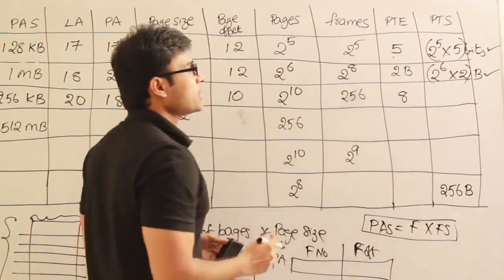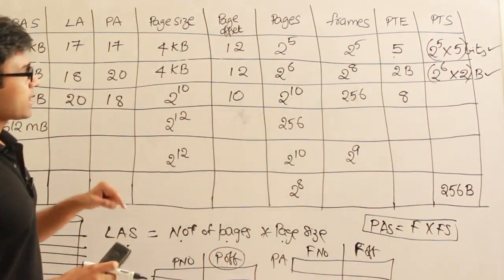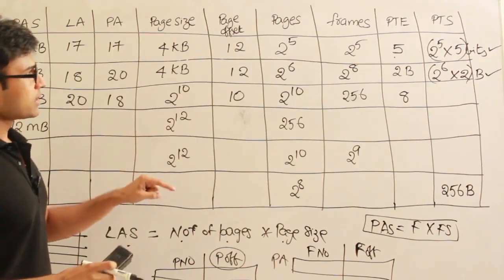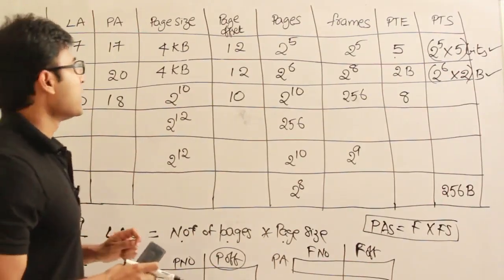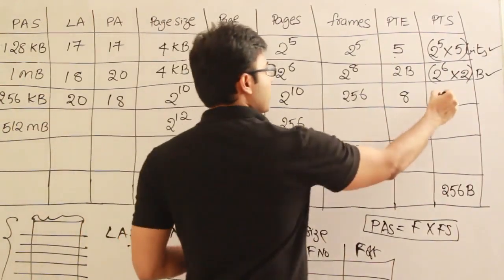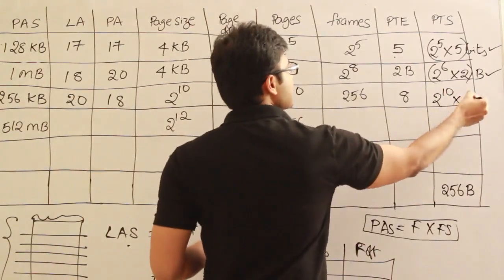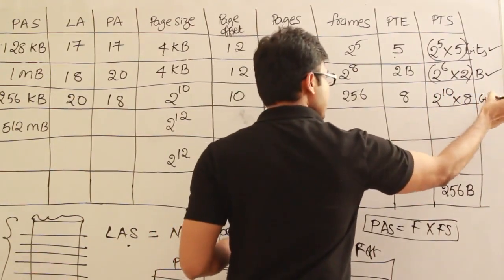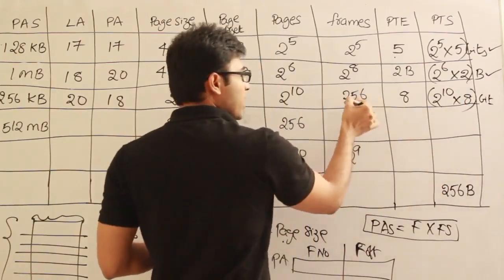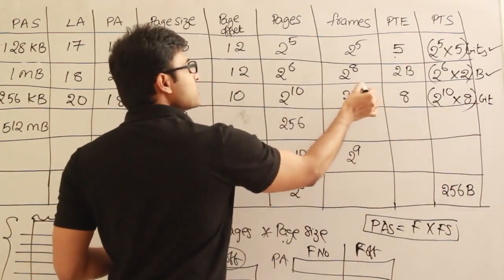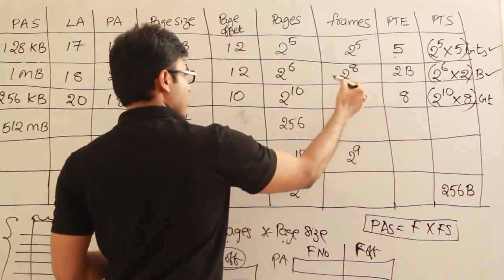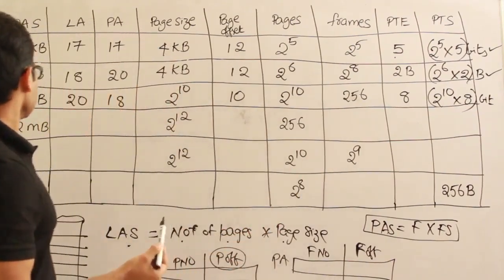And what about the page table size? So the page table size is going to be the number of pages into the page table entry. So what is it? 2 power 10 is the number of pages, multiplied with the page table entry, which is 8 bits. Remember, this is bits, because with 2 power 8, 8 bits are used to find out the frame number. That is why this is the answer, right?